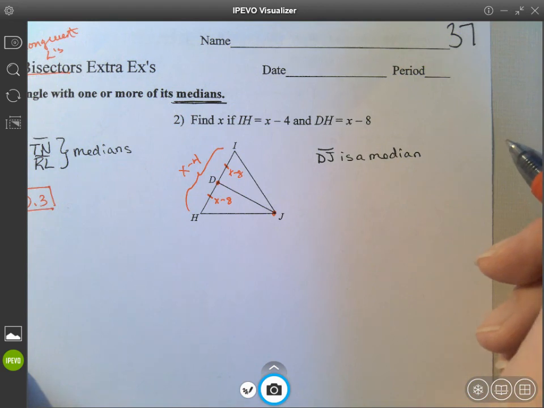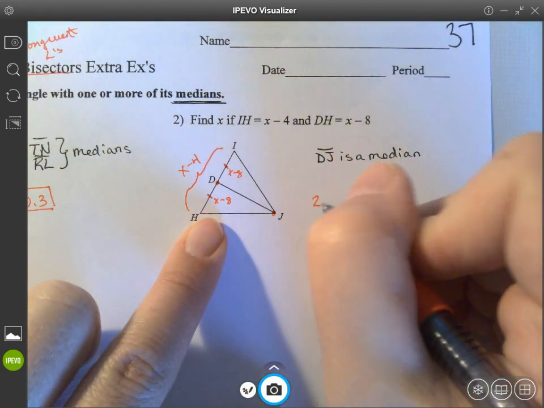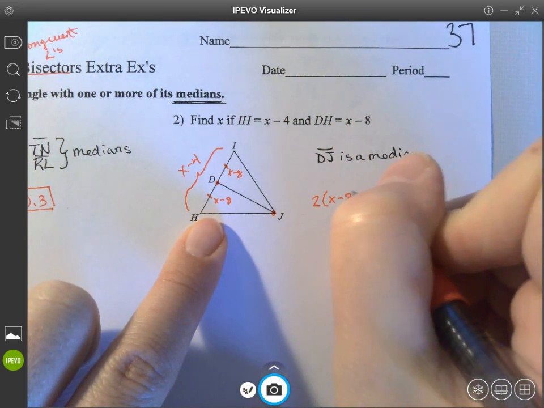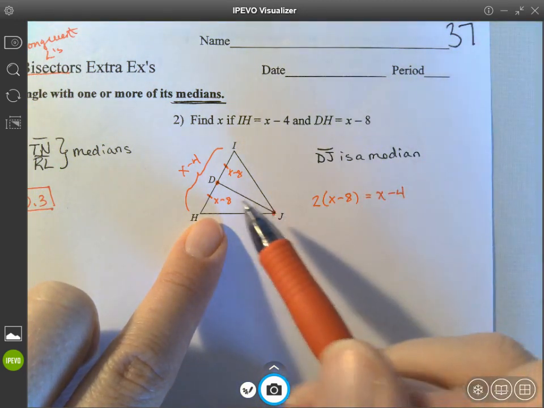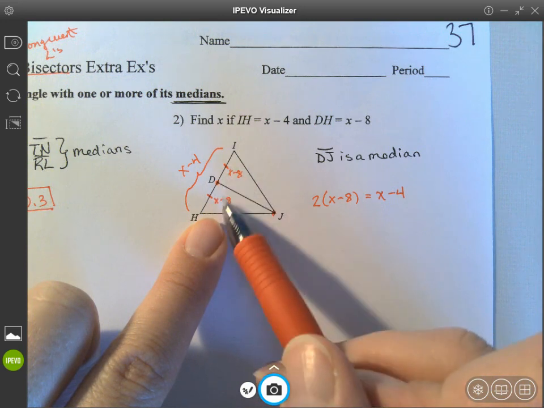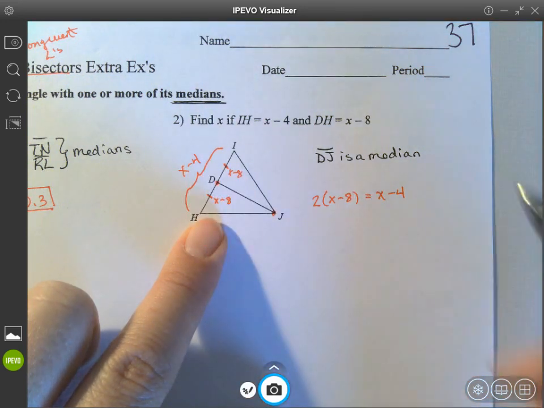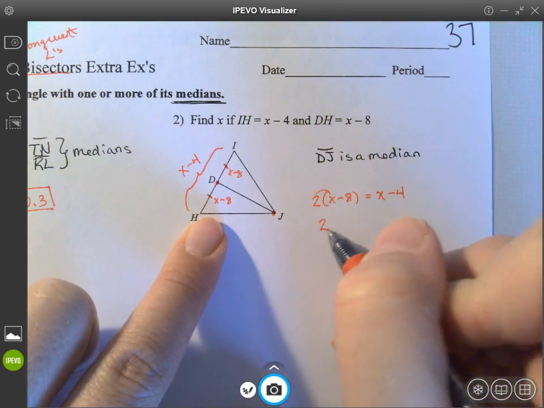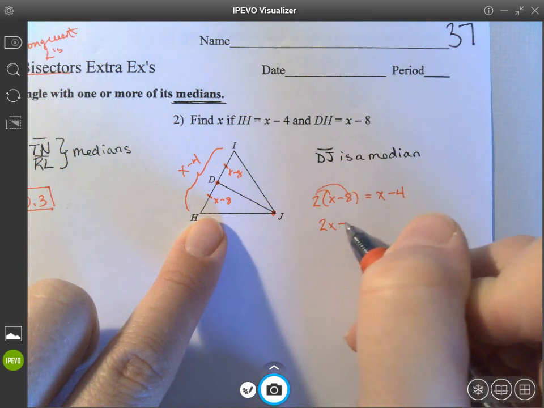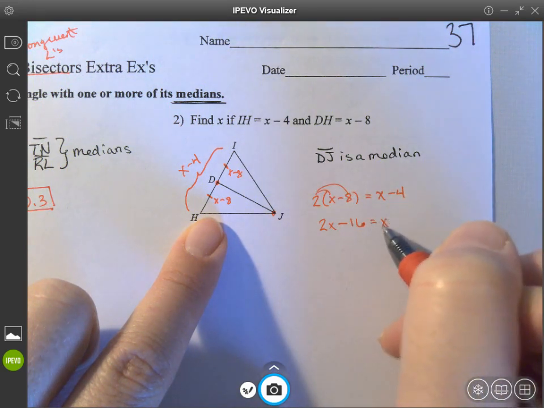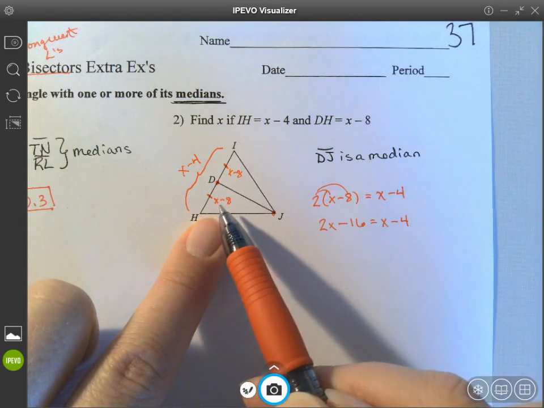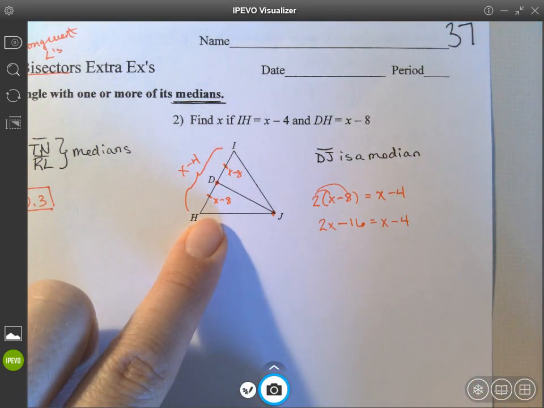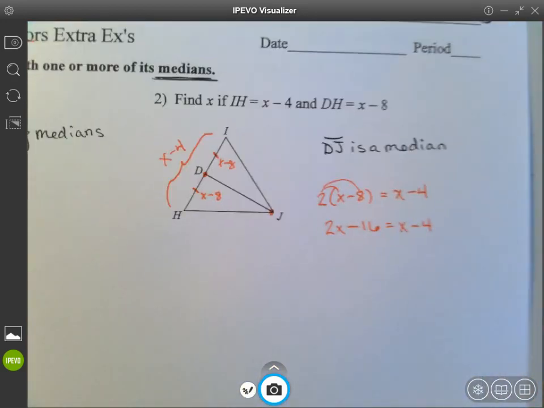So here's what you guys can do. I'm going to do 2 of these x minus 8s would be equal to x minus 4. If I double this, 1, 2 of those gives me the whole thing. So 2 times x is 2x, 2 times negative 8 is negative 16, and that equals x minus 4. So now I just need to solve this, right?